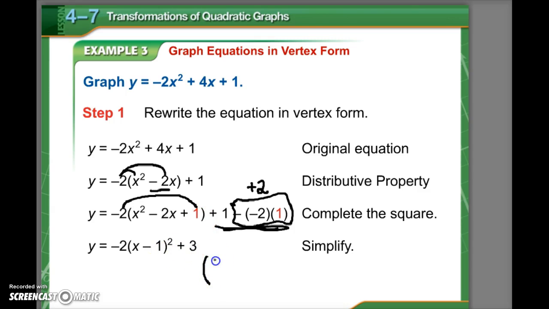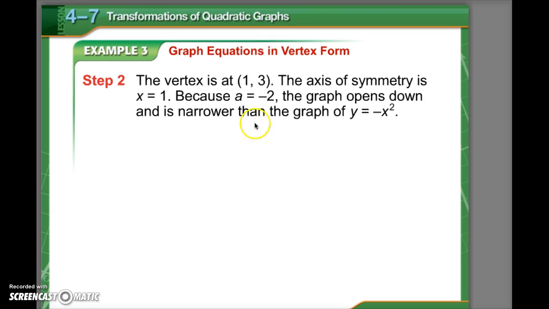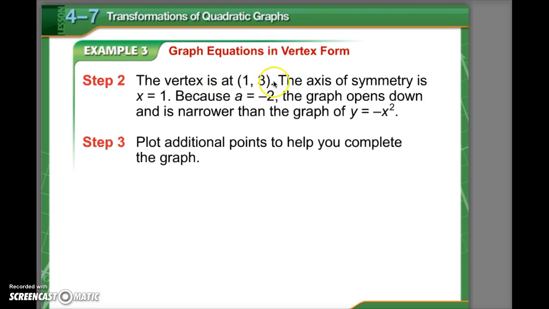The vertex is h, comma, k. So from this you should see that h is 1 and k is 3. Here we go. Vertex is at 1, 3. The axis of symmetry will be x equals 1.